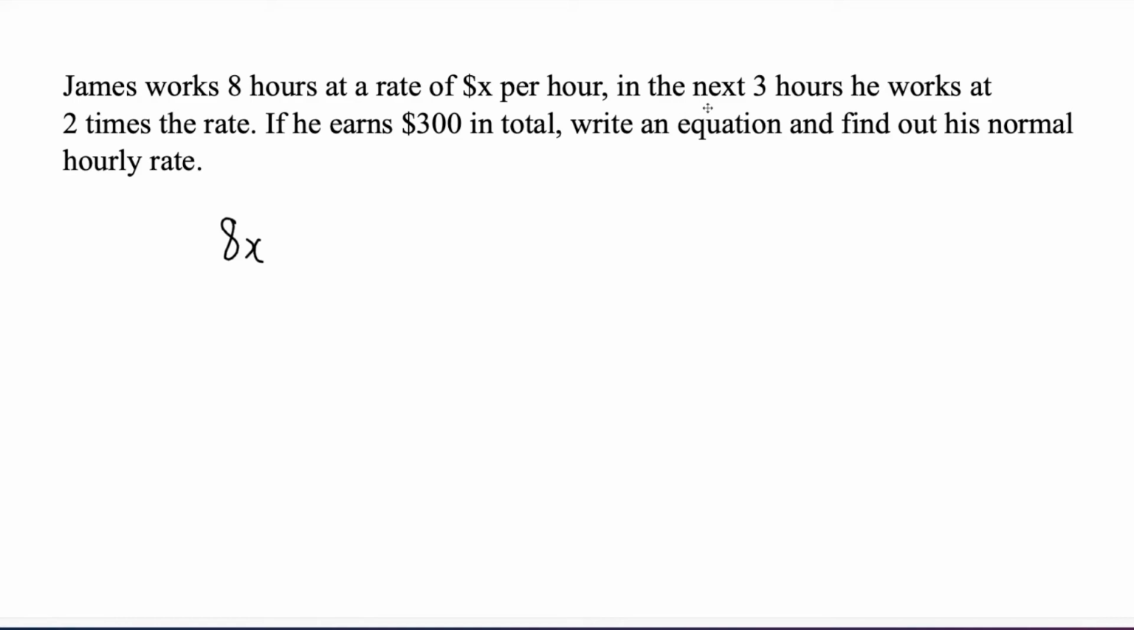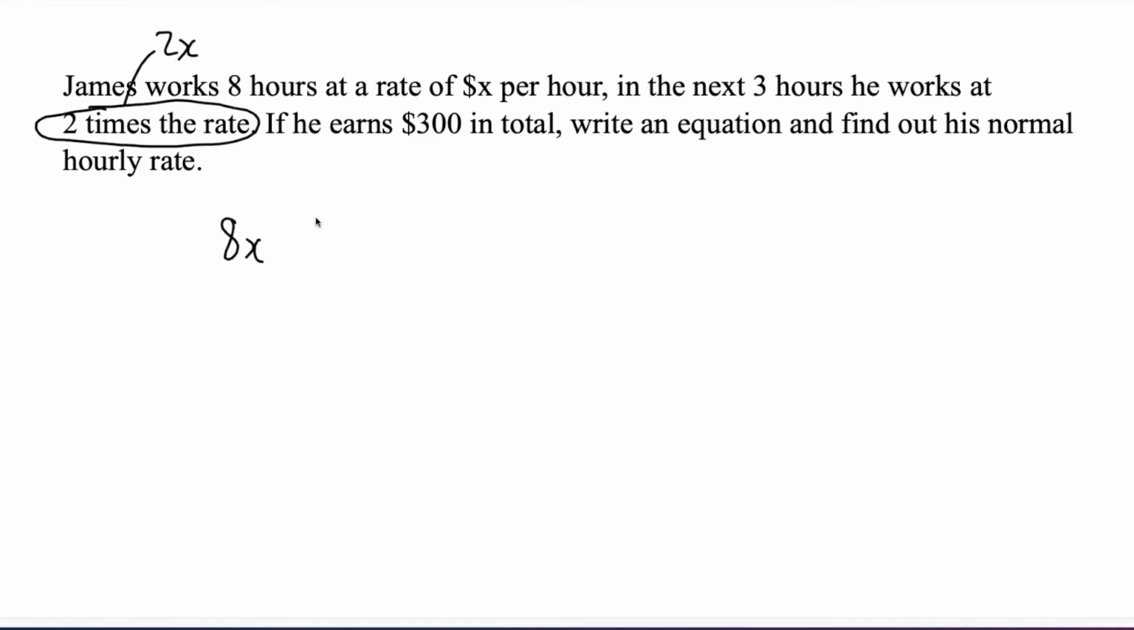And then here it says, in the next 3 hours, he works at 2 times the rate. So that means in the next 3 hours, the hourly rate will become 2 times X, right? So what this is saying is, his rate becomes 2x, yes? And to work out how much he earns in the next 3 hours, we can just do 3 times the hourly rate, which is 3 times 2x, right?